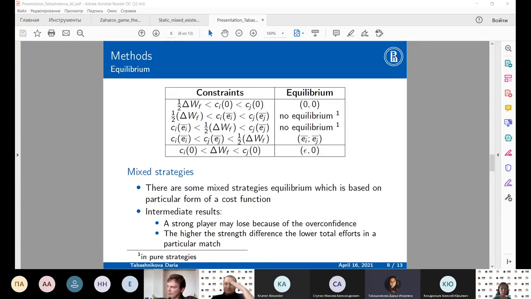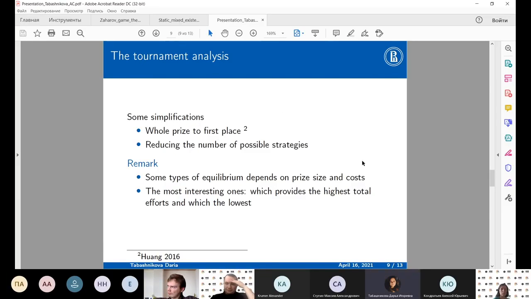So can you go to the next slide? And then we simplify our model a little bit to get more general results for the whole tournament. We decided to put the whole prize on the first place, as Huang proved in his work, and also reduce the number of possible strategies to 3 strategies.